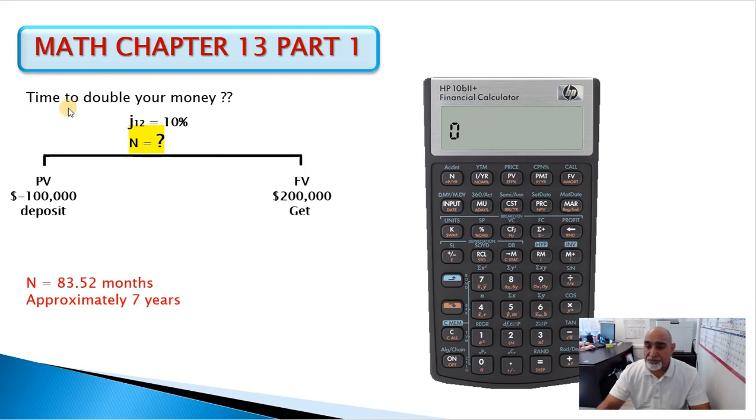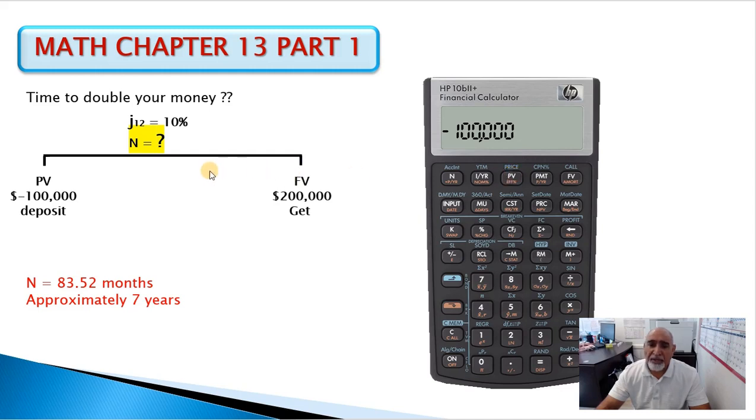Interest rate. So this is kind of like a question of how long will it take to double my money? Okay, so first thing is interest rate, 12 compounding periods per year, and interest rate is 10%. Now we're right here, but you notice we're looking for N. From our diagram, we see that we're looking for N, so skip this, don't put anything in. We've already done this. PV is 100,000. Negative, that means we went to the bank and we deposited that.